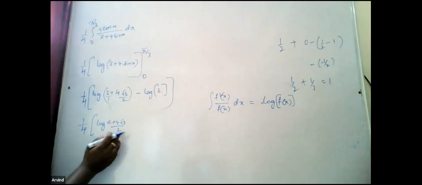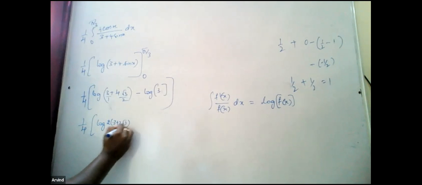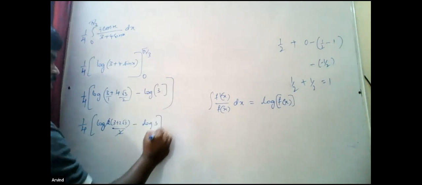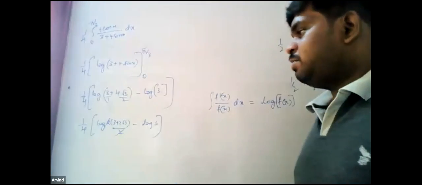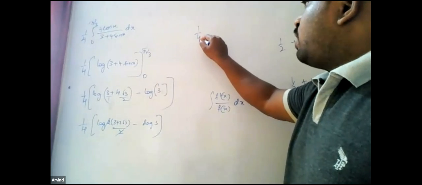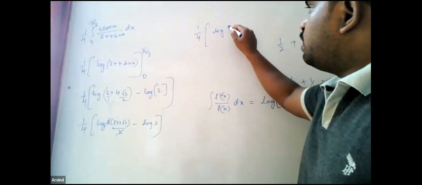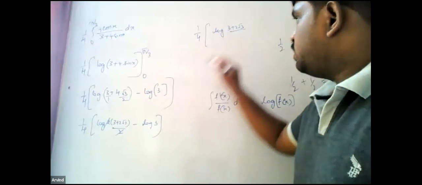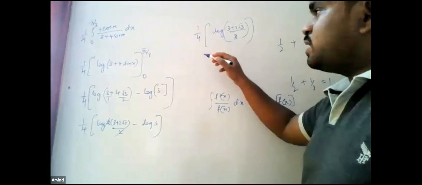In the numerator I take 2 common: 2 times 3 plus 2 root 3, divided by 2. The 2 gets cancelled. Minus log 3. I've already given this: log a minus log b can be written as log of a/b. So I can write this as 1/4 log of a/b, that is 3 plus 2 root 3 divided by 3, where this is my a and this is b. This is exactly like the question.